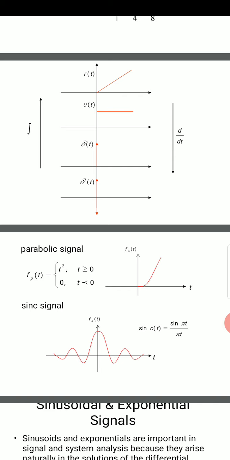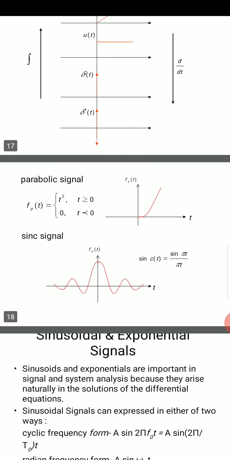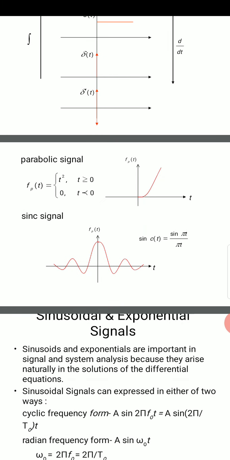Then this one is basically the sinc signal. What is a sinc signal? This is the relation between sinc and sine: sinc(t) equals sin(pi t) by pi t. This is the sinc function. Sinusoidal and exponential signals are important in signal and system analysis because they arise naturally in the solution of differential equations.